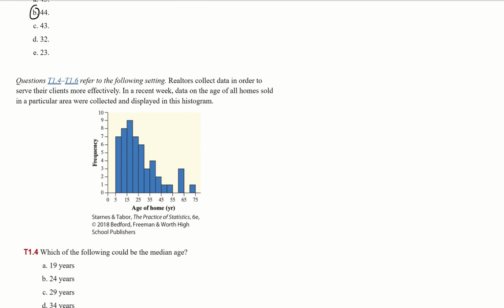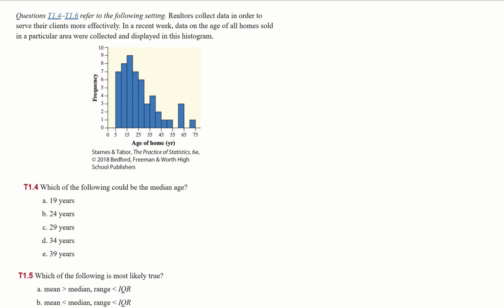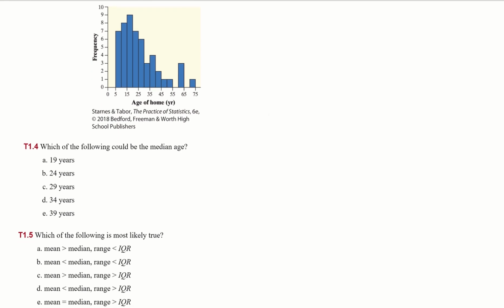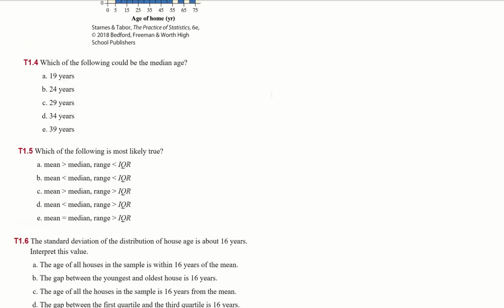All right. So it says questions 1.4, 4 and 6 refer to the following setting. Realtors collect data in order to serve their clients more effectively. In a recent week, data on age of all homes sold in a particular area were collected and displayed in this histogram. Okay. So which of the following could be the median age?